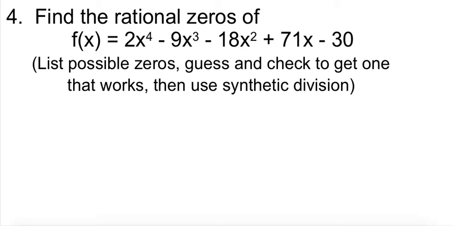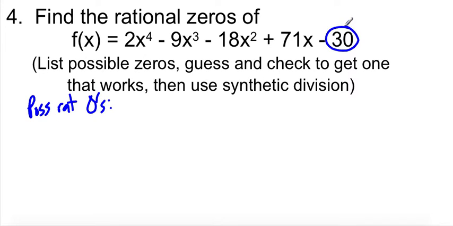So we're going to list the possible zeros, we're going to guess and check to get one that works, and then we're going to use synthetic division. Just so you're planning ahead, you see number 5 on your notes. We are not going to do number 5, so feel free to use all the space that you have there. Okay, so we are going to look first at the possible rational zeros.